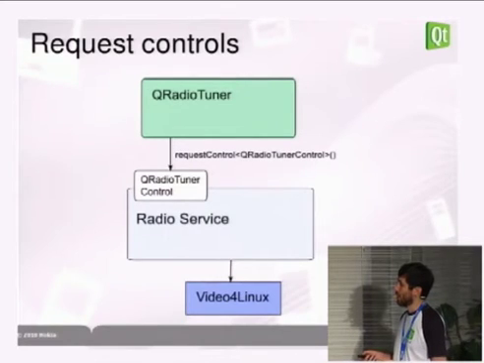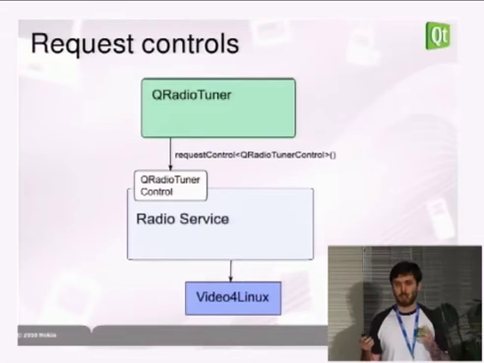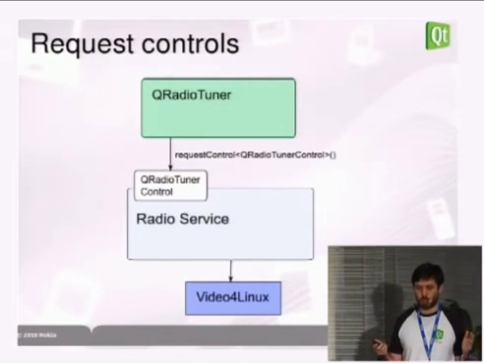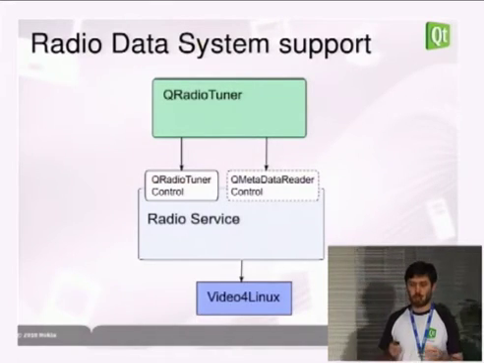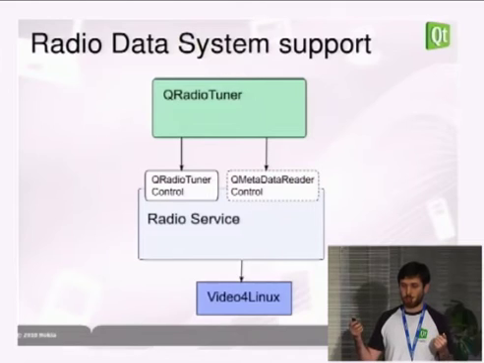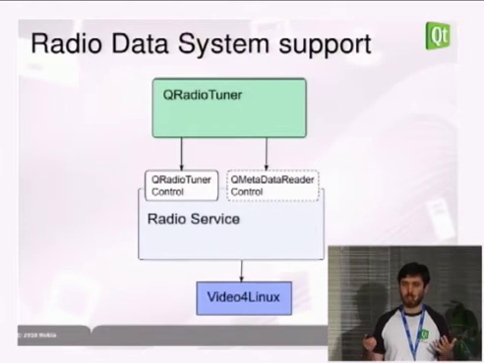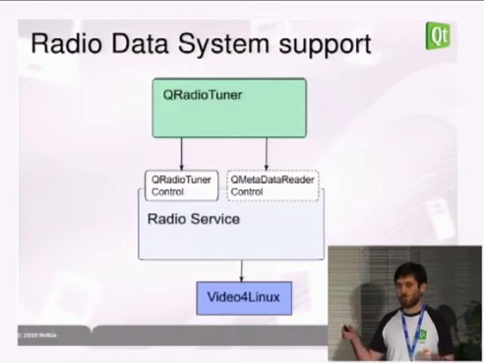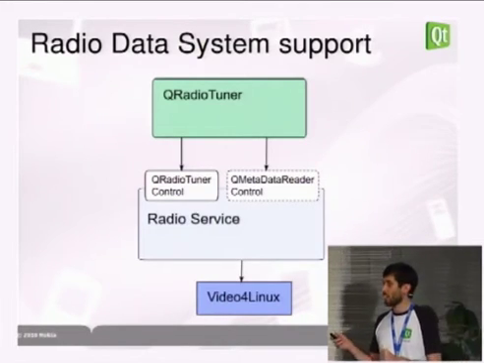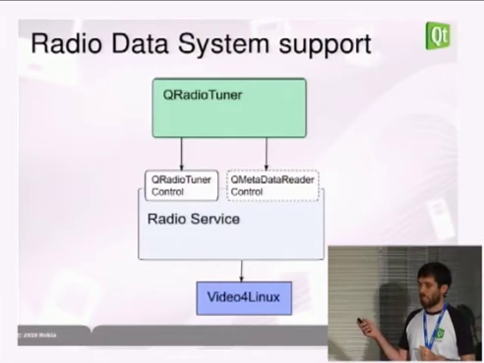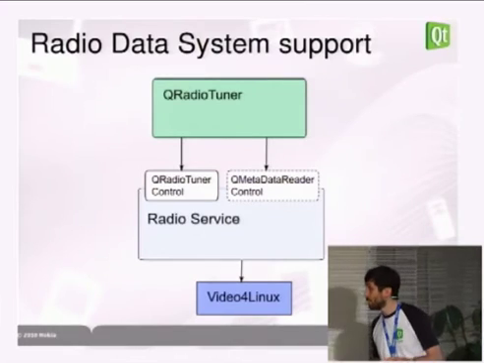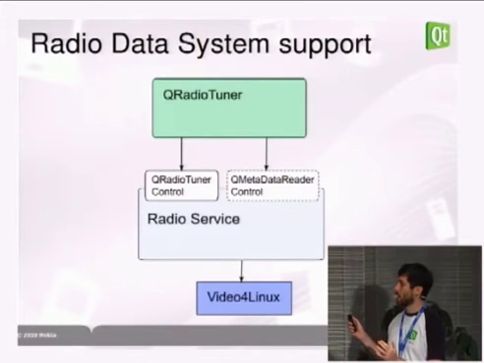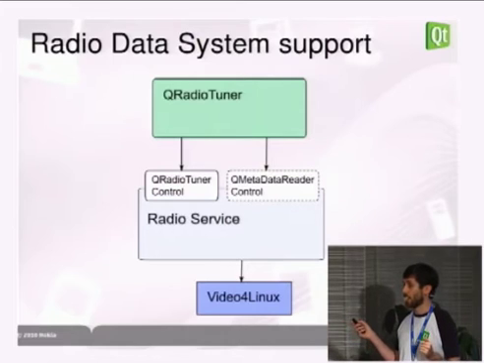But it's also quite interesting to extend this. For example, if the radio supports a data system, like the Radio Data System, it would be nice to provide information about the station name and what is playing right now. In this case, the radio service could provide some optional controls, here the QMetaDataReaderControl. If some information about the station name changes, it emits a signal saying I have new information and gives it to the application. So that is how radio services, or general media services, are extended.